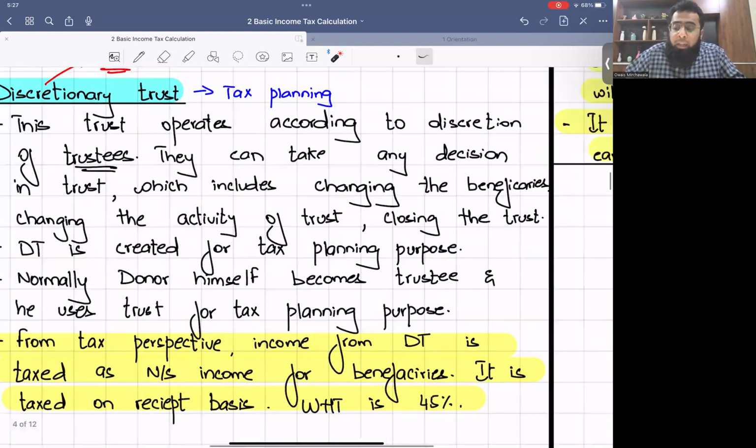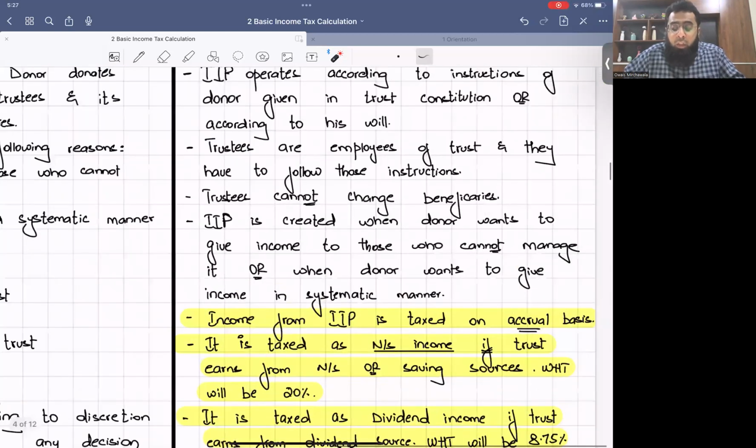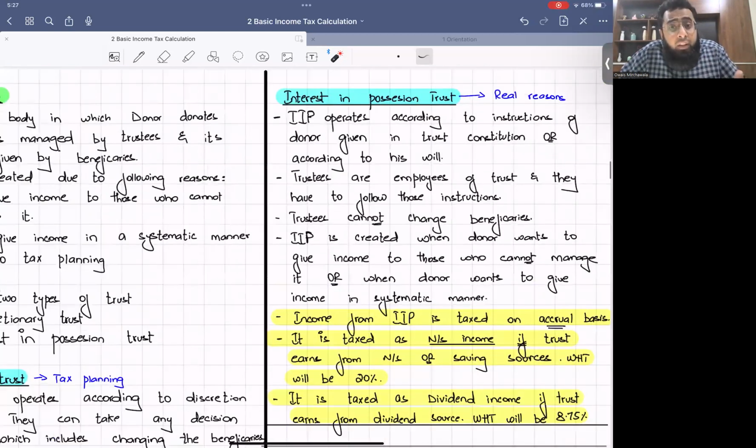And if we talk about the interest in possession trust, what is an interest in possession trust? This trust operates according to the instructions of the donor, which are given in the trust constitution or his will. Here, the trustees are just employees. They have to follow the donor's instructions. It is created for real reasons, like if you want the income to be given to your family members in a systematic manner. Okay?